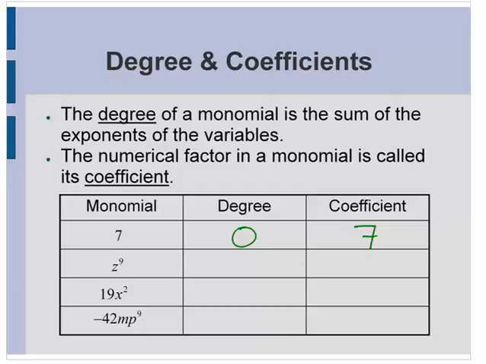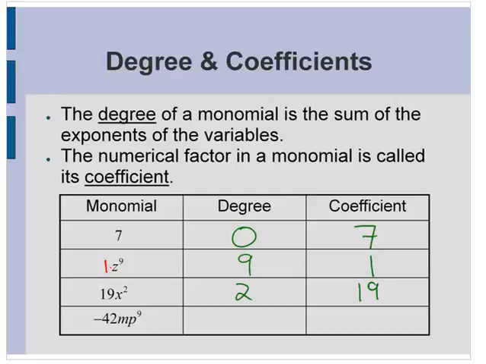Z to the ninth. The degree is 9. There's only one variable, so there's only one exponent, and it is 9. The coefficient is 1. We understand we have a 1 times z to the ninth there, so the coefficient is 1. 19x to the second. The degree is 2. There's only one variable present. It's being raised to the second power, so the degree is 2. Coefficient is easier in this case, 19.